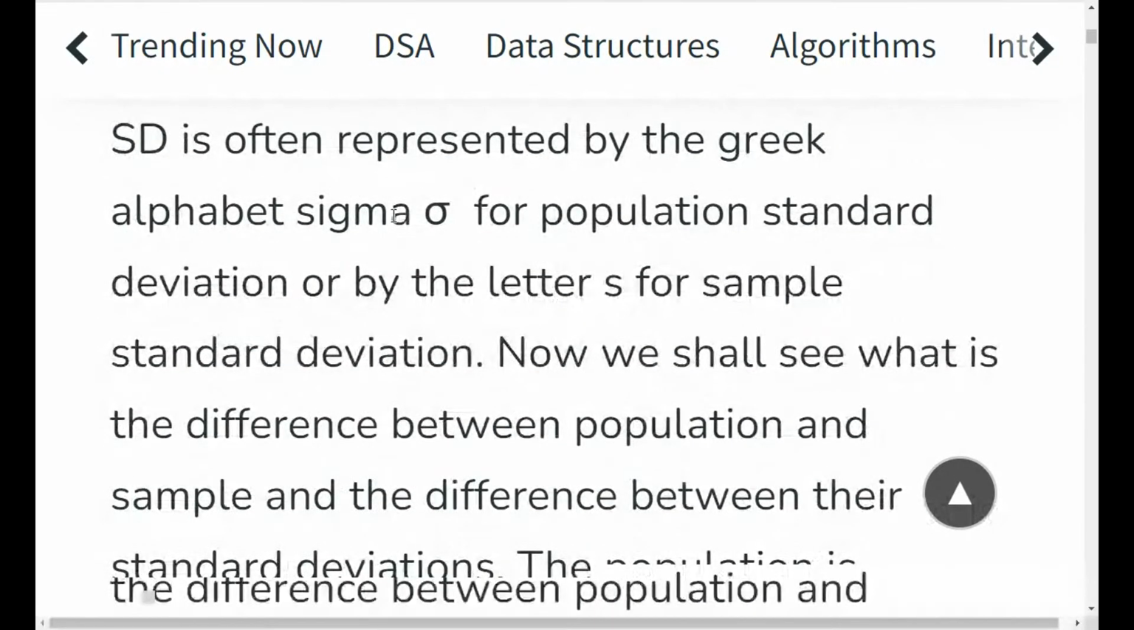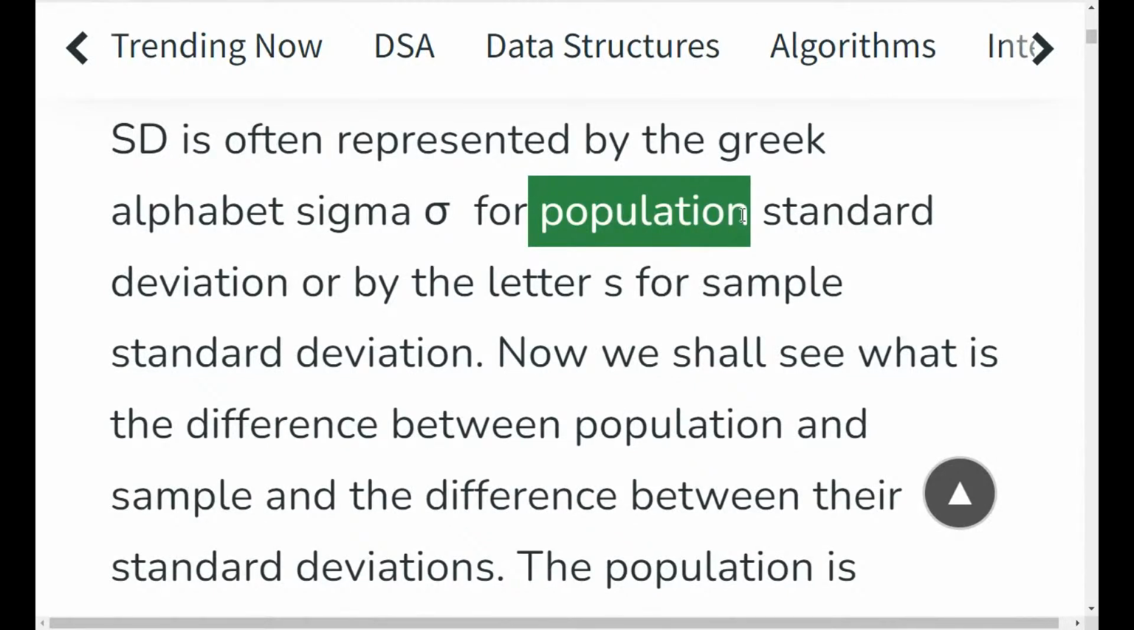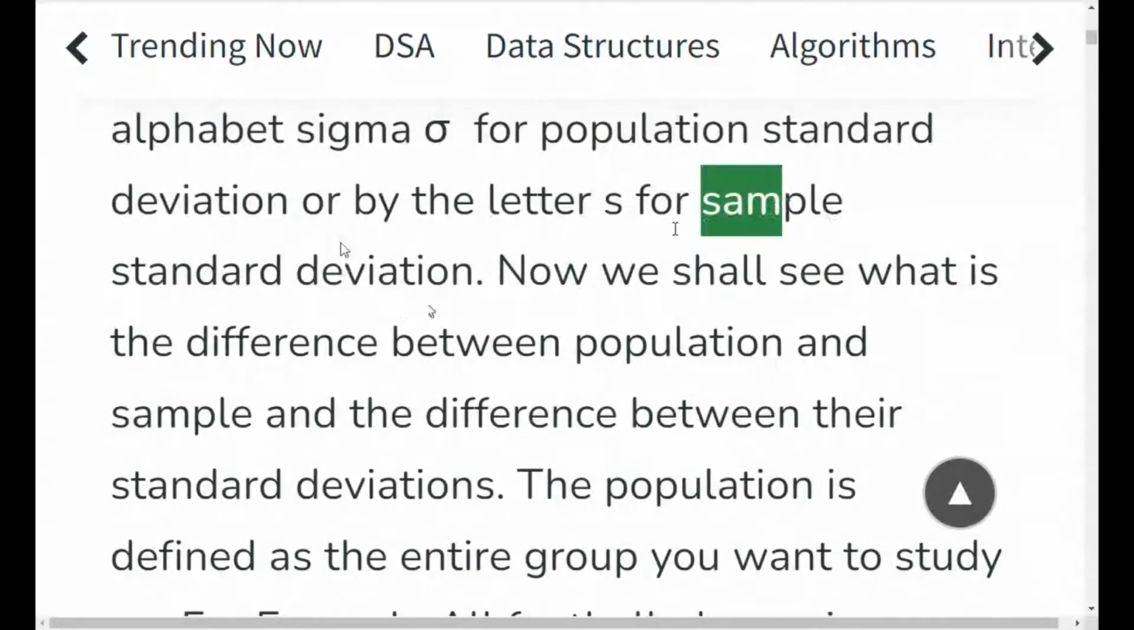Okay, sigma for the population standard deviation. What is this population now? It is the data that you are considering. The range of values that you are considering is the population. All right. So sigma is the population standard deviation, and the lowercase letter s is for the sample, the sample standard deviation. Now we shall see what is the difference between a population and a sample.